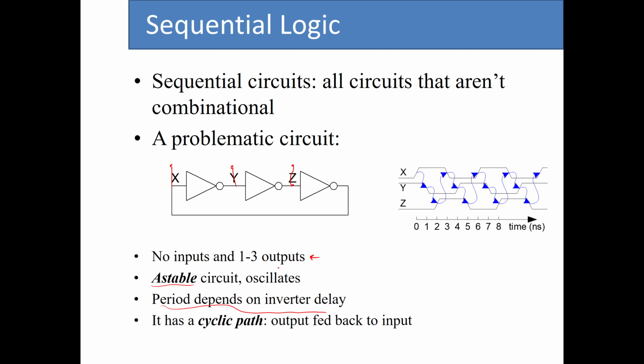So again, since the delays for the gates, we don't have any control over the exact amount of delay. All we know is a range of possible delays. We basically cannot control the period of this oscillation either. So this circuit, we say, has a cyclic path because all the components are within a loop.